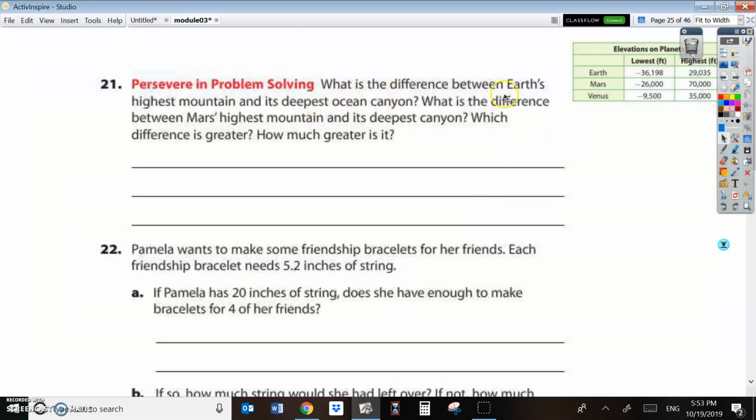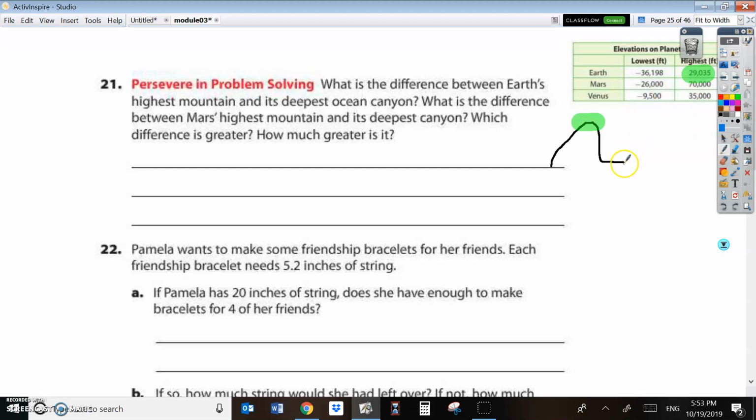Okay, what is the difference between Earth's highest mountain and its deepest canyon? So let's work that problem first with Earth's highest mountain being right here, 29,035 feet. So we'll draw a picture of that. So here's the top of that high mountain, and then the mountain comes down. So that's the top of the highest mountain.